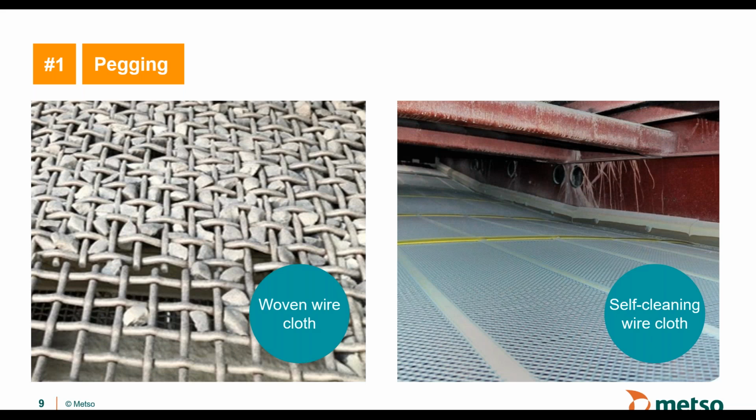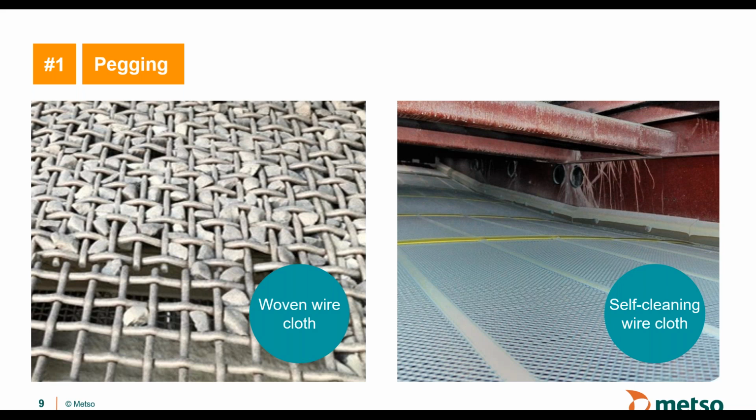If I begin with this example that you can see here, there are two different types of wire cloth, screen cloths. If you look on the left-hand side, that's a woven wire cloth. You can see that the wires are interlocking between themselves, and the wires are crimped in a wave pattern. And that cloth is very stiff, and due to that lack of flexibility, the rock can have a tendency to stick in between the wires, like you can see here.